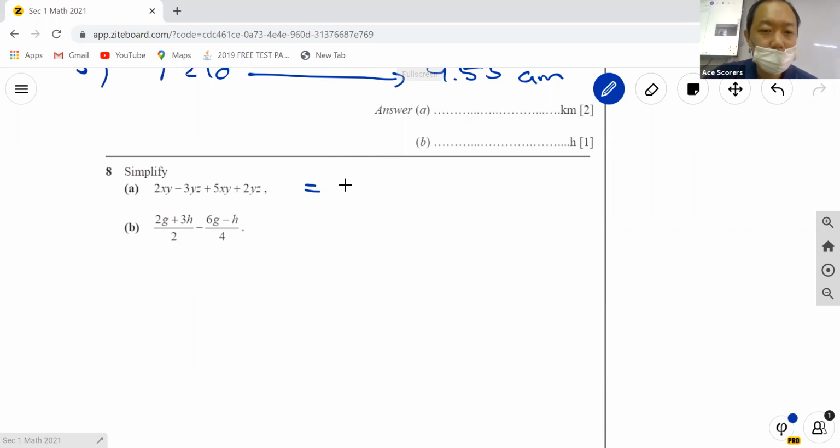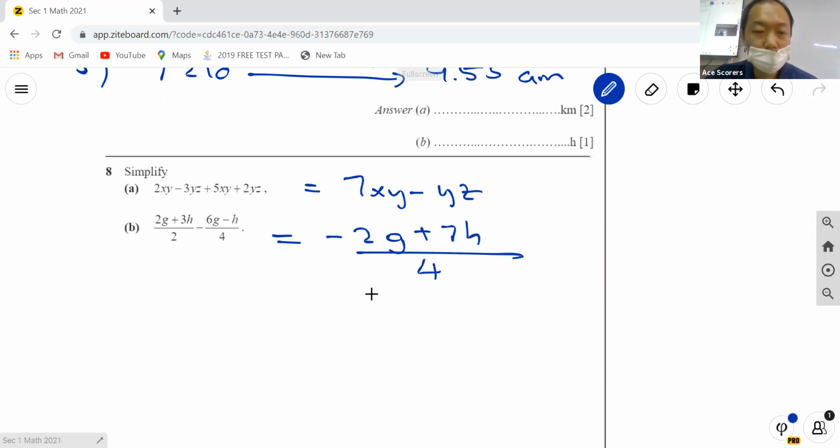7x minus y. That is correct. Samuel, part B: minus 2g minus h plus 7h over 4. Okay, so what we do is we times 2 here, right? Then this also times 2. Minus minus becomes plus, 4g plus 6h. Yeah, that's correct.